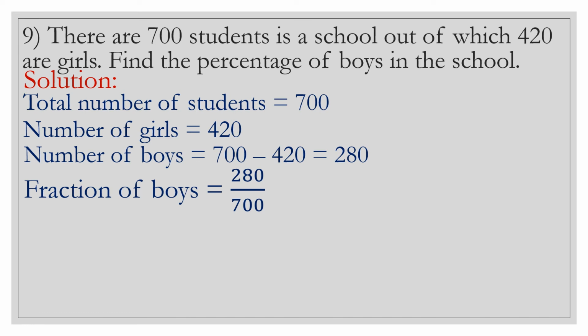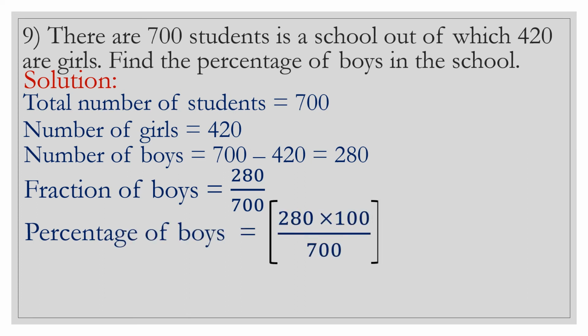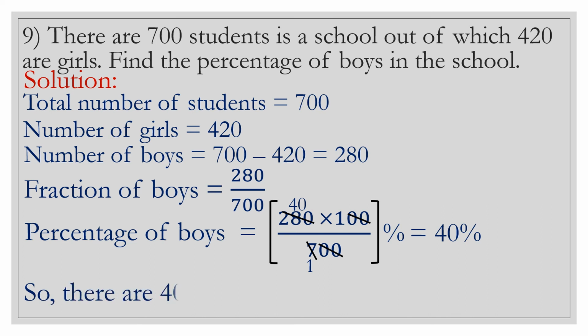Now converting into percentage. And we know that if we convert a fraction into a percentage, multiply the fraction by 100 and put the percentage symbol. So write down percentage of boys is equal to 280 upon 700 multiply by 100 in bracket and put the percentage symbol. Now simplify. Cut 20 by 20. See, 7 and 280 both are divisible by the same digit 7. So divide. 7 1s are 7 and 7 40s are 280. Now it cannot be further divisible. So we get 40%. So there are 40% boys in the school.